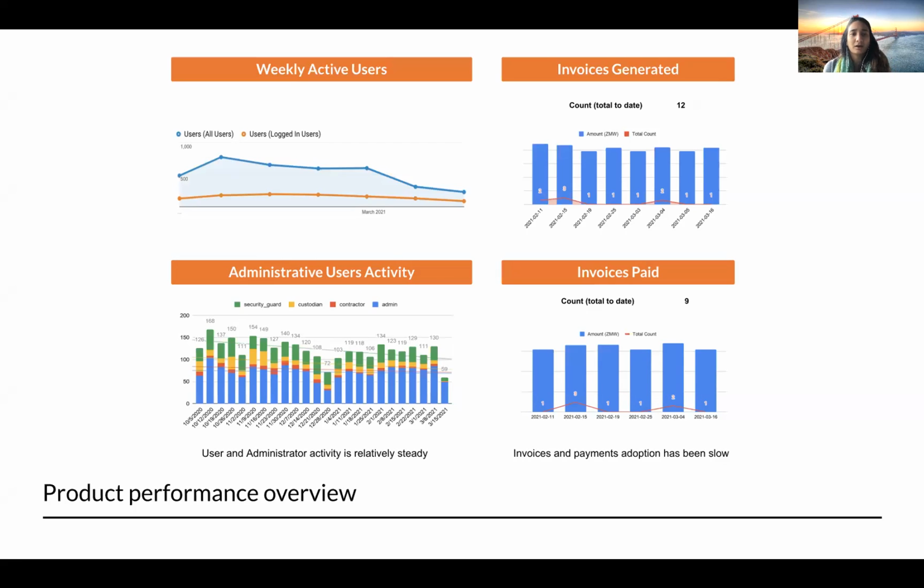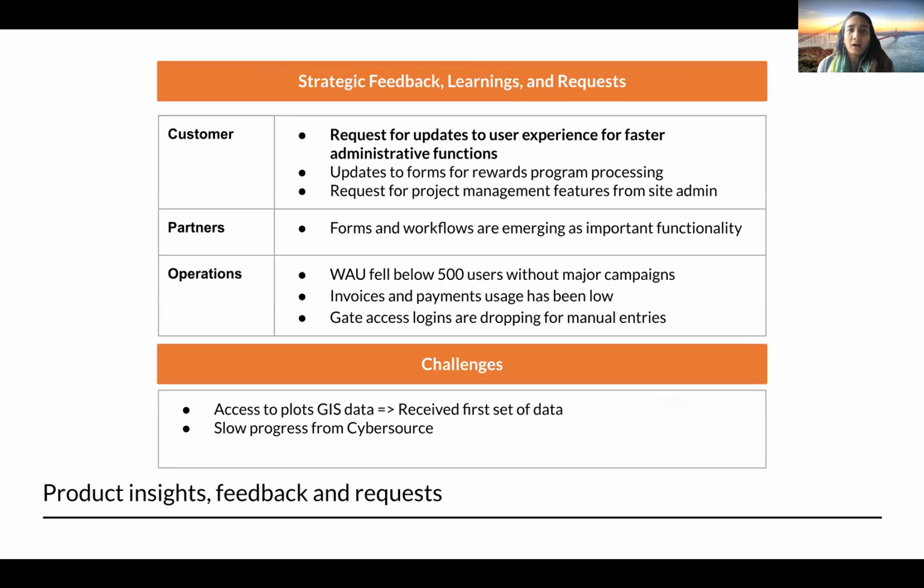In this sprint, we saw a decline in our weekly active user activity, but the invoices generated and paid activity has stayed consistent, although we do want to start working on increasing that a bit more. We added more learnings from our last sprint. We actually have a direct request from our customer now to have a better user experience for faster administrative functions. And from our partners, we are learning that forms and workflow is an important functionality.